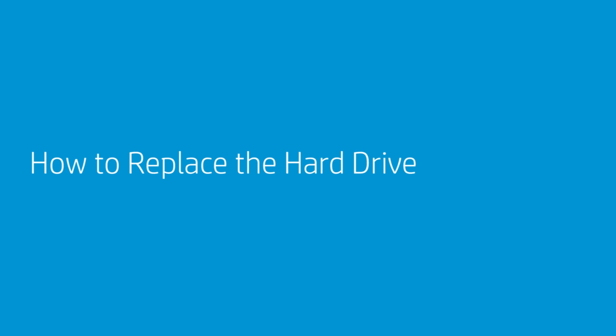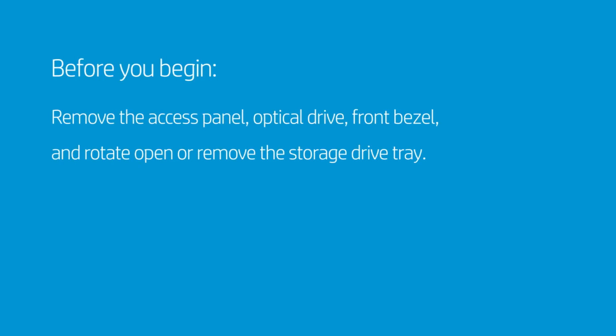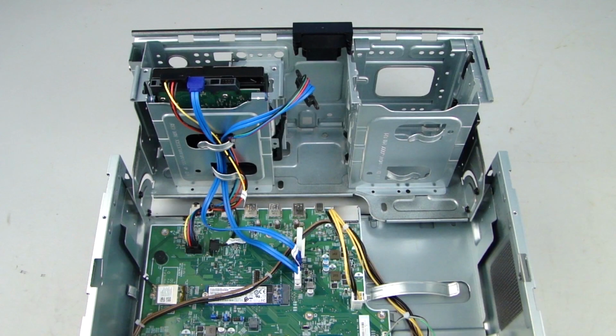How to replace the hard drive. Before you begin, remove the access panel, optical drive, front bezel, and rotate open or remove the storage drive tray. Removal. Important: in some units, the heatsink or graphics card can block access to the hard drive. Because of this, it is recommended to rotate the drive cage out.